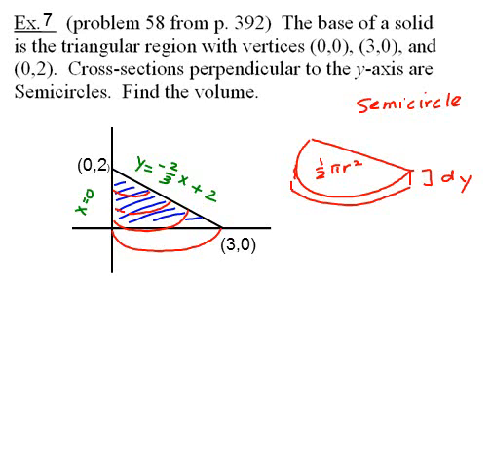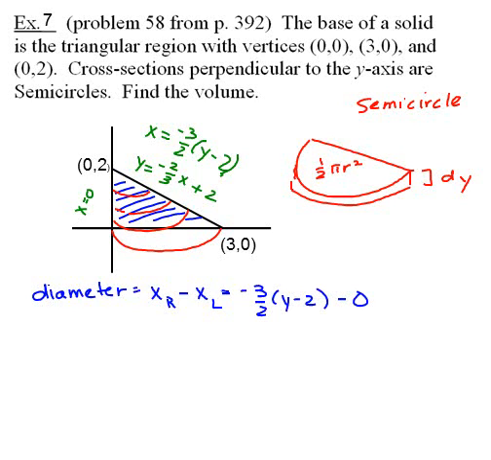The diameter of each semicircle can be found by what x equals on the right minus what x equals on the left. This means that I need the equation of the diagonal line written in x equals form. So the right side hits x equals negative 3/2 times y minus 2, and the left side of the diameter hits x equals 0. The radius is half of this.